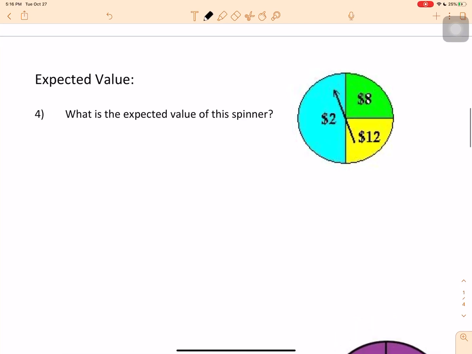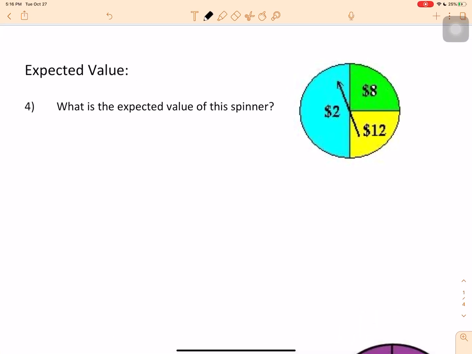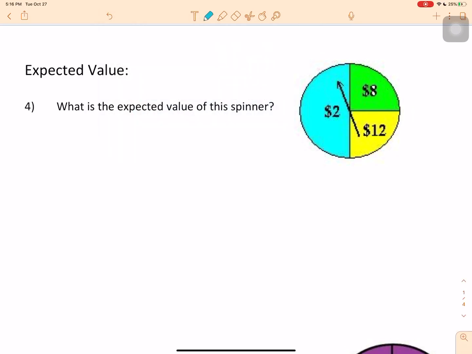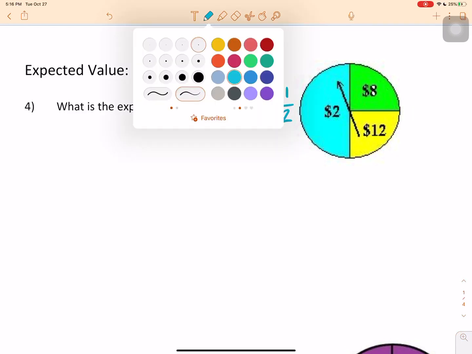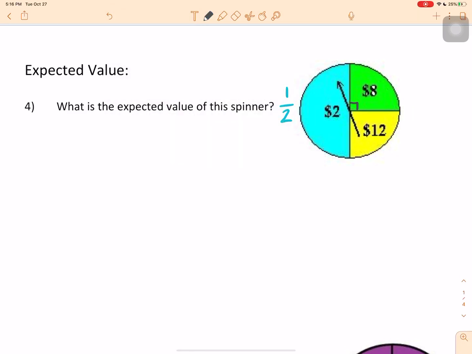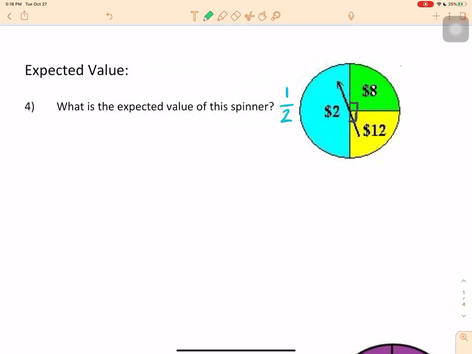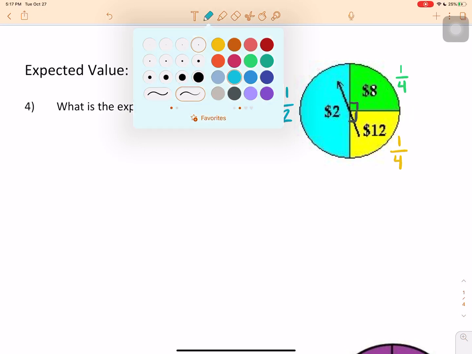So the first thing with expected value is you need to label the different sections of the spinner. I know that this section with the $2 is 1/2 of the spinner. And then, unfortunately, I wish this drawing had right angles, but they should have right angles here. So then that means that the $8 is 1/4 and the $12 is 1/4 as well.